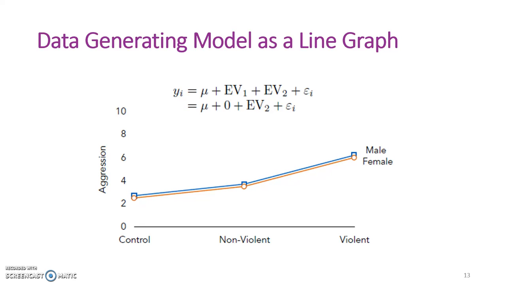So if we took a look at the data generating model as a line graph, the male and female conditions would be lying right on top of each other because we're not separating out by males and females anymore. I've separated them slightly so that you can see that they're still there, but really we're considering this to be one population that has different means on the video game conditions.